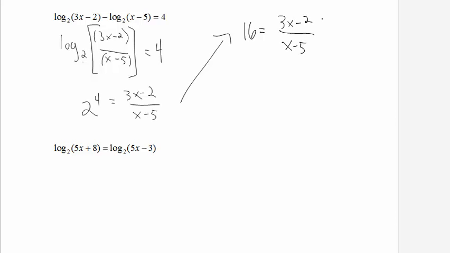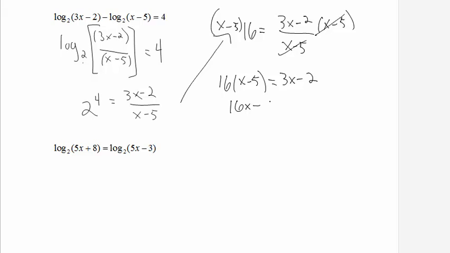And the next thing I want to do when I have a fraction is multiply both sides by the denominator. So that leaves me with 16 times x minus 5 equal to 3x minus 2. 16x minus 80 equals 3x minus 2. Subtract 3x from both sides. You guys know how to do this at this point, right? If you're watching a log equation video, this is now just a linear equation that we're working with. So 13x, I'm going to go ahead and add 80 to both sides, and that would be what, 78, and then finally divide both sides by 13.